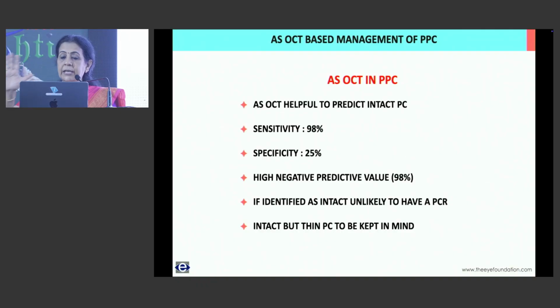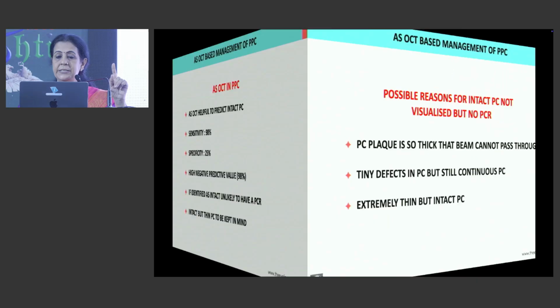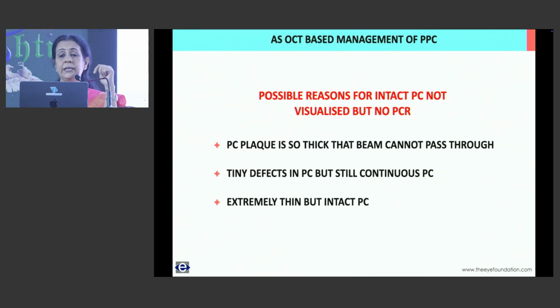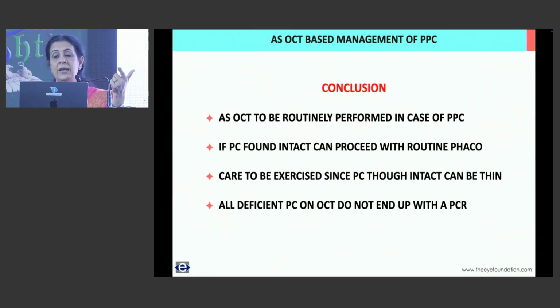In other words, the negative predictive value is high, 98%, and if it is an intact PC, it is not likely to have a PCR. Then, what is the reason for those eyes where the opacity was there and discontinuity was seen in group 2? Probably the PC plaque is so thin that the ASOCT beam could not pass through. Probably there are only tiny defects, but it was still a continuous PC. Probably it was a very thin PC, but actually it was intact. That's why you didn't have a PCR.